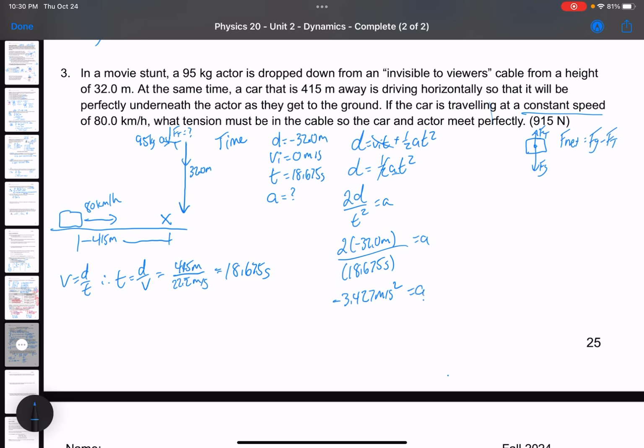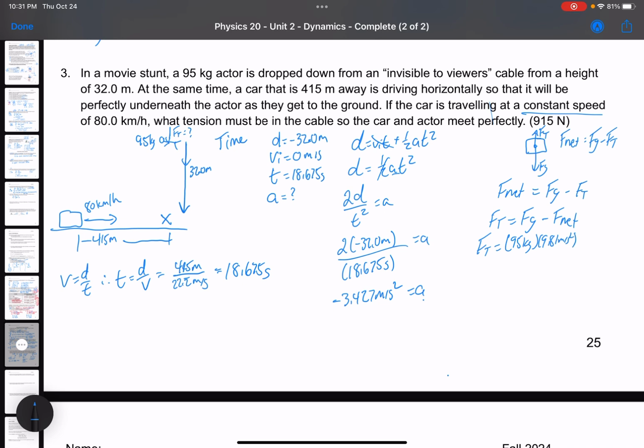Okay, so now I can go over to what I was talking about before and finish this out here. So I'm just going to rewrite it a little bit larger. So it's equal to FG minus FT. So when I move FT to the left-hand side to make it positive, and I move F net to the other side, what I'm going to be left with is FT equals FG minus F net. So we have 95 kilograms, 9.81 meters per second squared.